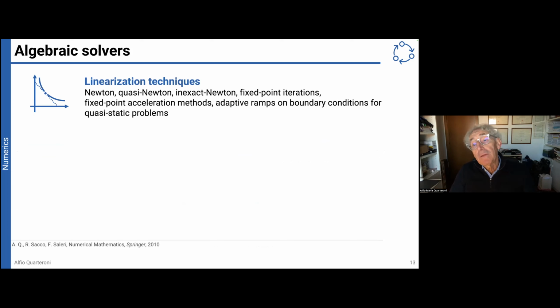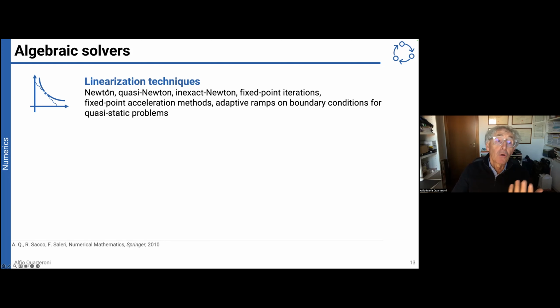Then you need to linearize your problem. You need to linearize because you have a nonlinear algebraic system of equations, and we use different kinds of techniques: the classical Newton, or quasi-Newton, or inexact Newton, or fixed point iteration, or fixed point acceleration methods, and many others. And this again is a difficult issue because you need to use linearization techniques that are convergent.